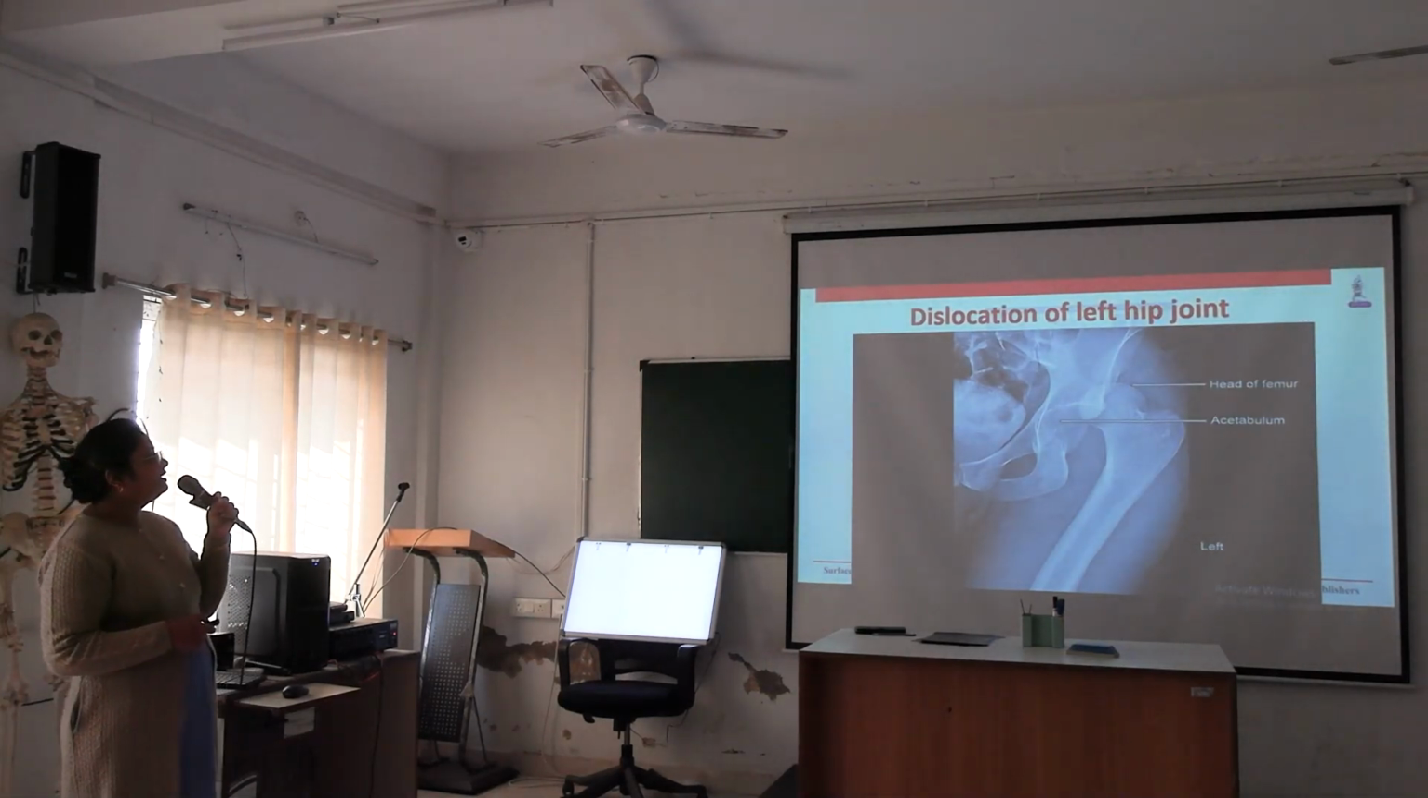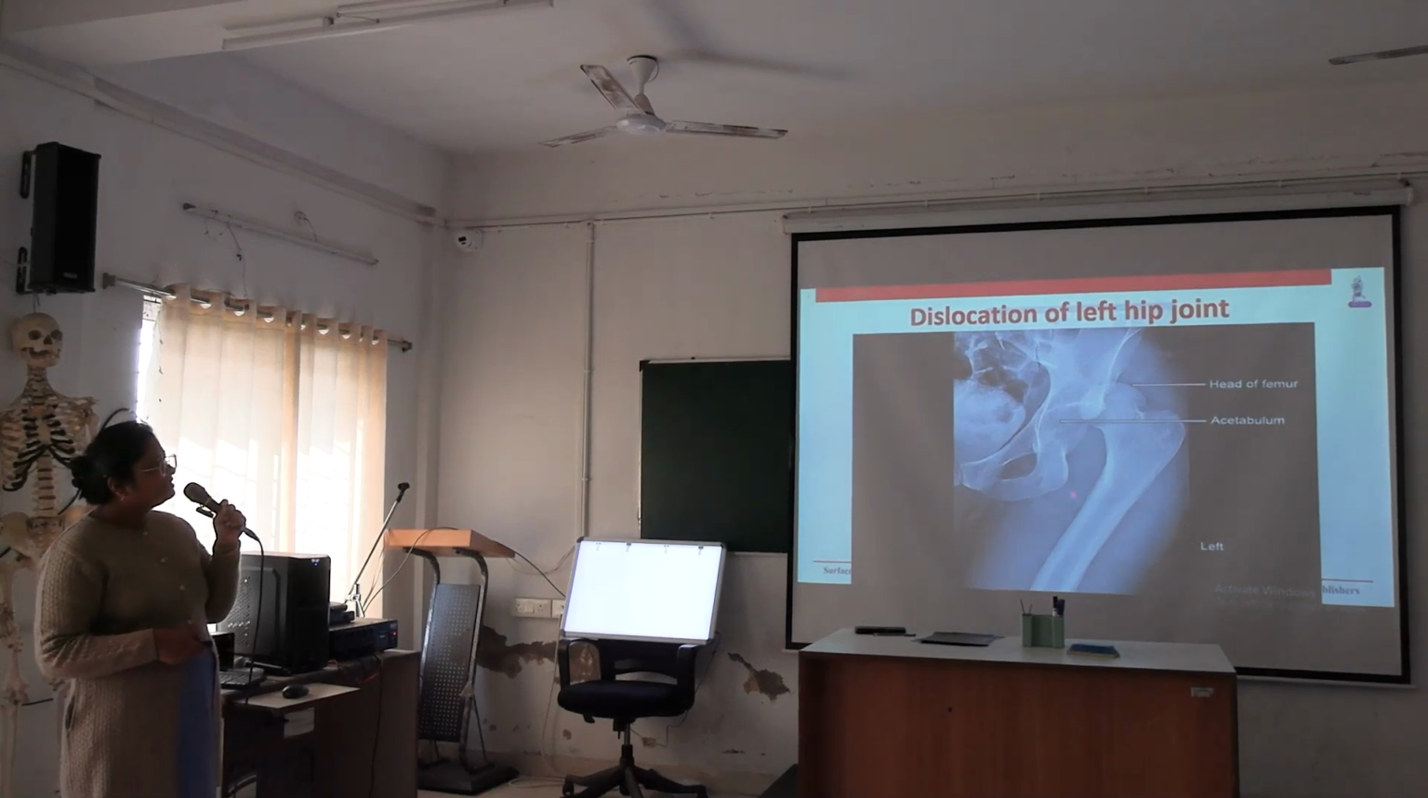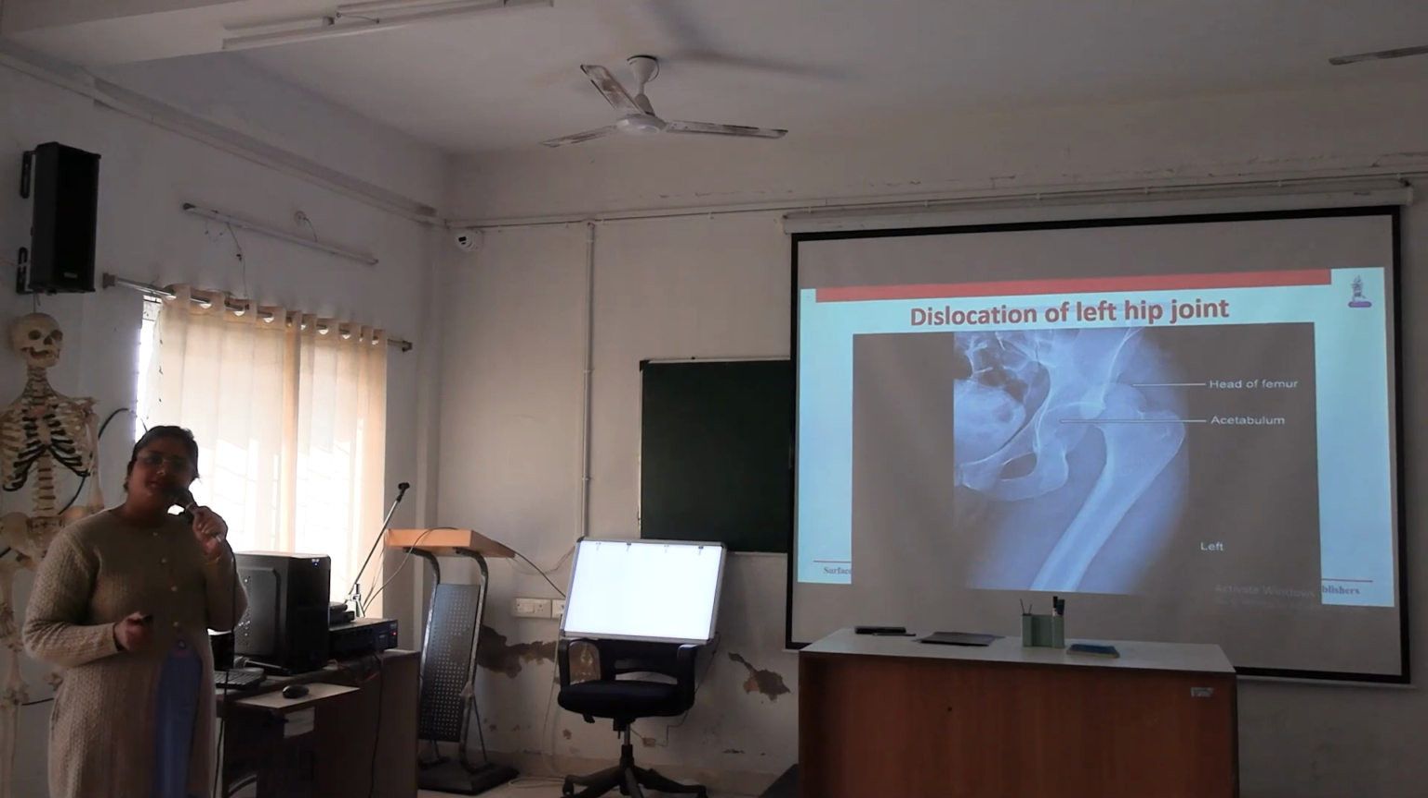See here, here you will see the dislocation of the left hip joint here. This is the hip bone, ilium, ischium, pubis. This is acetabular cavity. This is head of the femur. You can see head of the femur is not lying within the acetabular cavity. It is displaced posteriorly. Posterior superiorly actually.